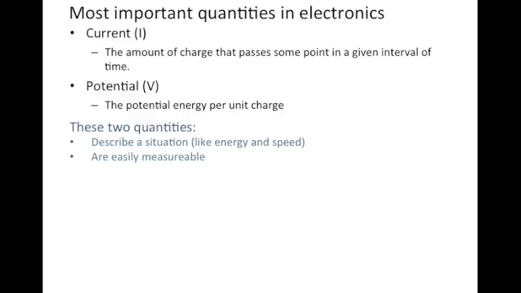The two most important quantities in electronics are current and potential. Both these quantities are easy to measure, which makes them important because it's good to have things that are easy to measure. And two, they describe a situation. There are enough variables that we can describe what's going on in some situation, sort of like energy and speed in mechanics.